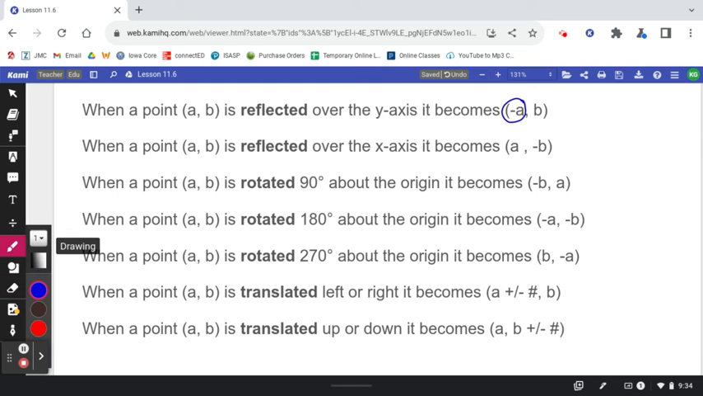Now, when we're taking a point and flipping it over the x-axis, so I'm taking a point here and moving it down here, the x value stays the same, but it's the y value that becomes a negative.